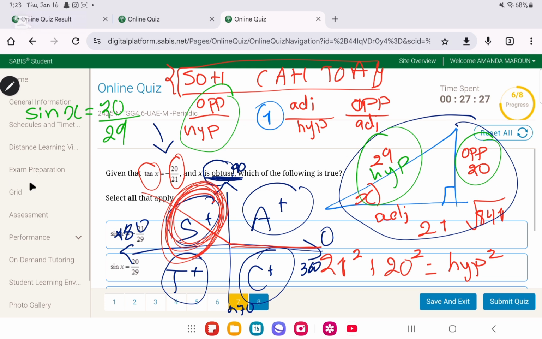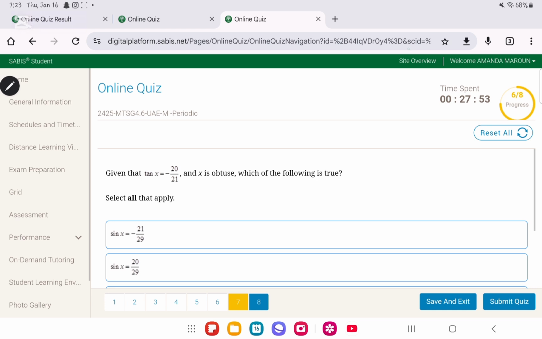Now, if you want to find cosine x, we know it's going to be, first of all, negative because it's not in the quadrant of sine. Cosine is not sine, so it's going to be negative. We know that cosine is adjacent over hypotenuse, so it's going to be minus 21 over 29. Now, this is the first way to do it. I'm going to do the second way now.